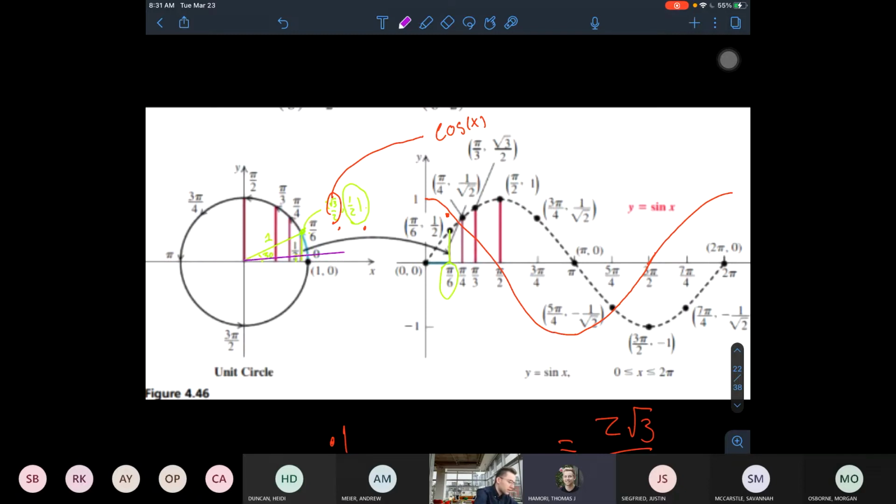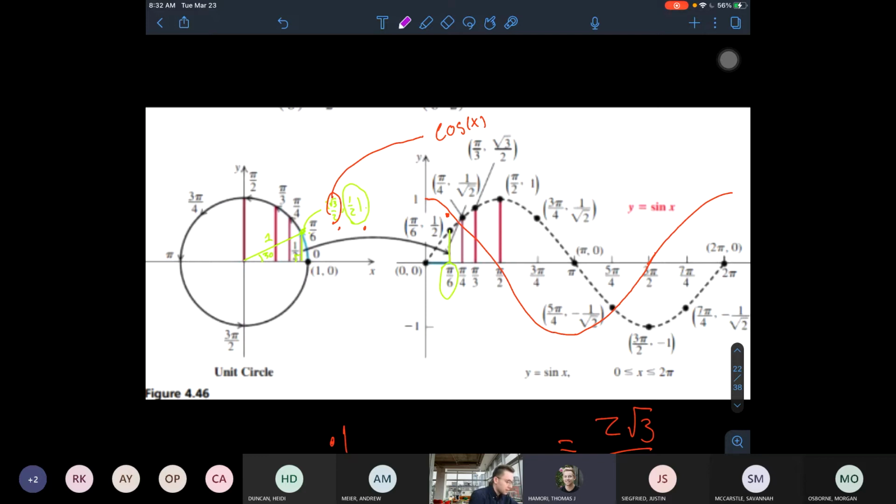Depending on whether we're talking about sine or cosine, as the angle marches forward, we march forward on the x-axis. If it's sine, the height of the graph corresponds to the height of the point on the unit circle for that angle in radians. If it's cosine, the height of the function corresponds to the x value of the point on the unit circle for that angle.